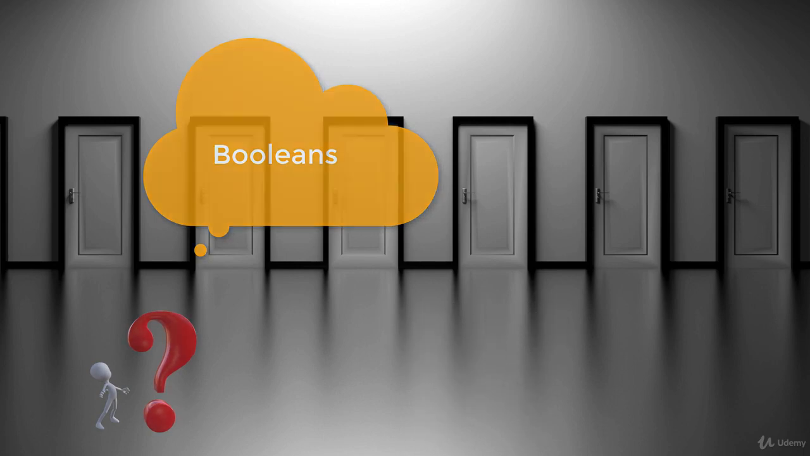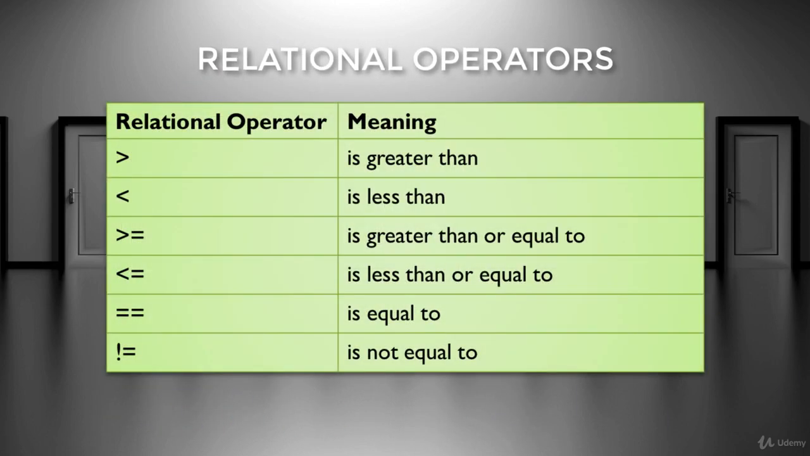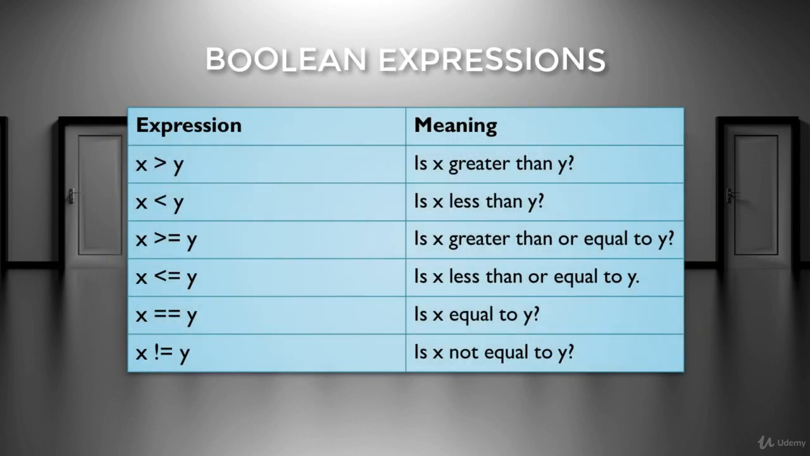Let's look at the relational operators. We can use the greater than, the less than, the greater than or equal to, the less than or equal to, and not equal to. So we can use these operators now in what we call Boolean expressions. So the following table gives us some expressions as examples.